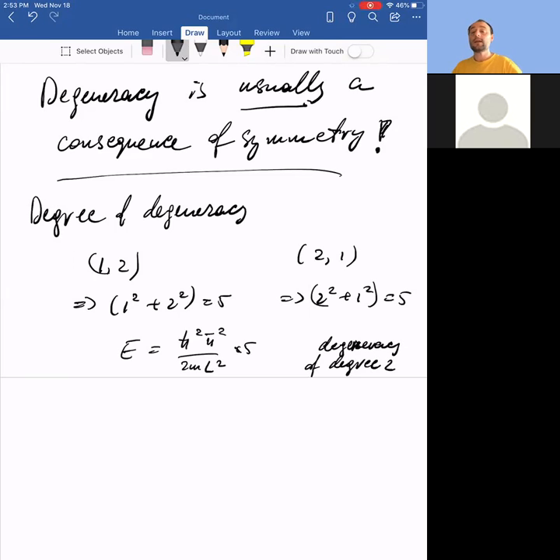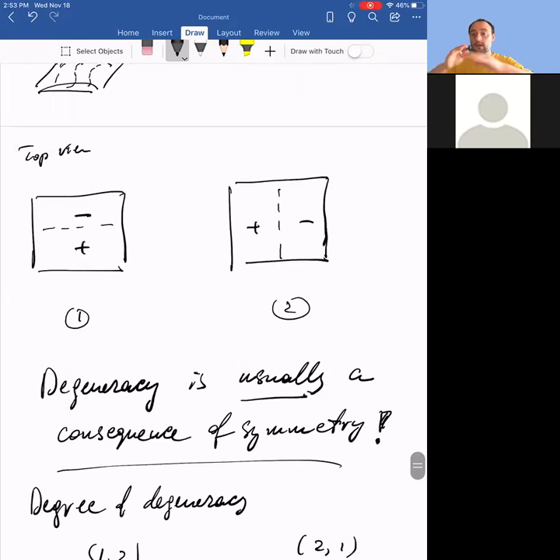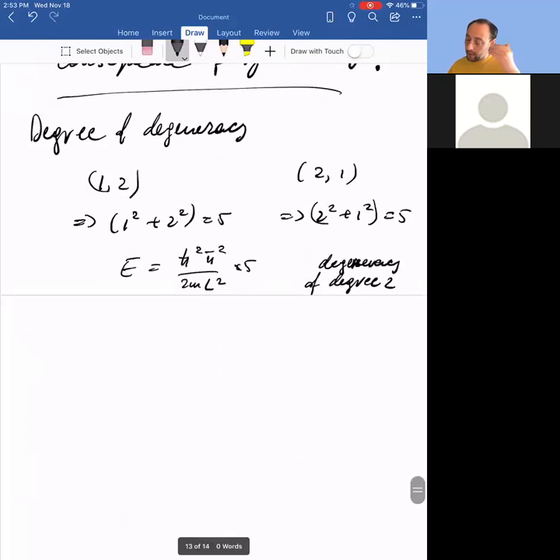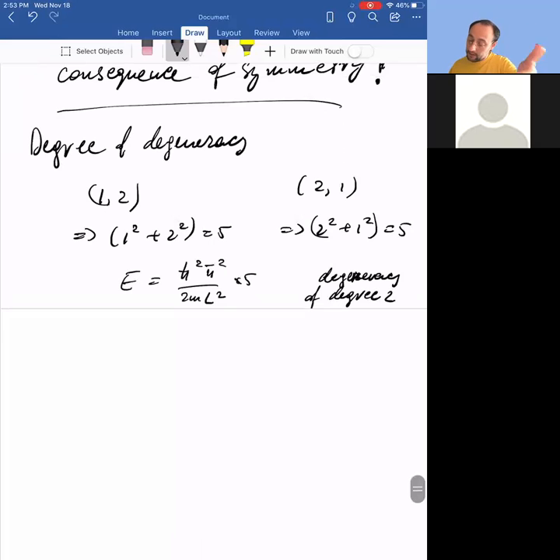In 3D, the degree of degeneracy will increase because there is more symmetry, right? You can have a mode like this and a mode like this and a mode like this that all have the same energy, because really the modes only differ by rotating coordinates. One mode can be transformed into the other just by rotating the coordinate system, and energy cannot possibly depend on our coordinate system.